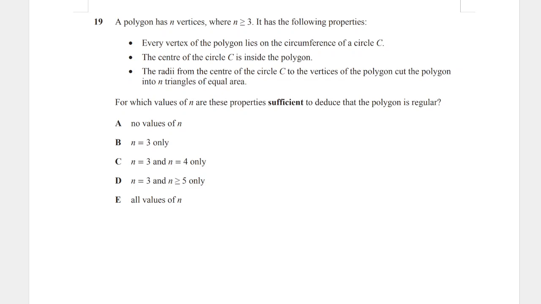Okay, question 19. A polygon has n vertices where n is greater or equal to 3. It has the following properties. Every vertex of the polygon lies on the circle. Alright, so every vertex bang on the circle C. The center is inside the polygon, such that, you know, your points can't be only on one side of the circle, I suppose. And the radii from the center to the vertices cut the polygon into n triangles of equal area.